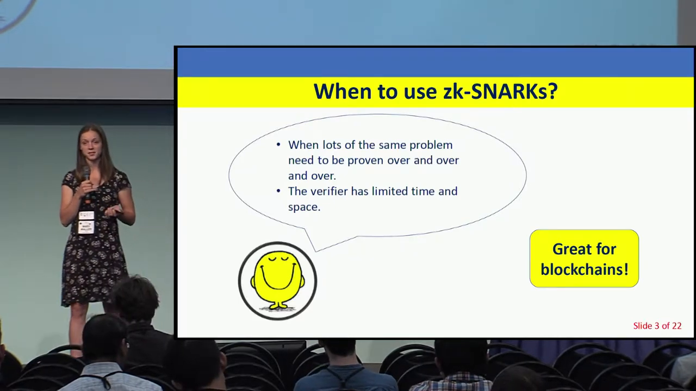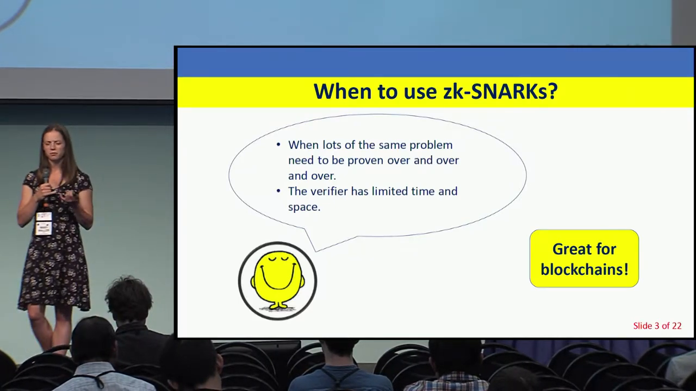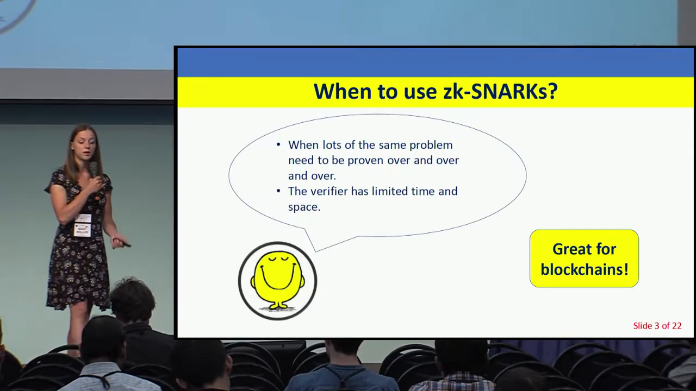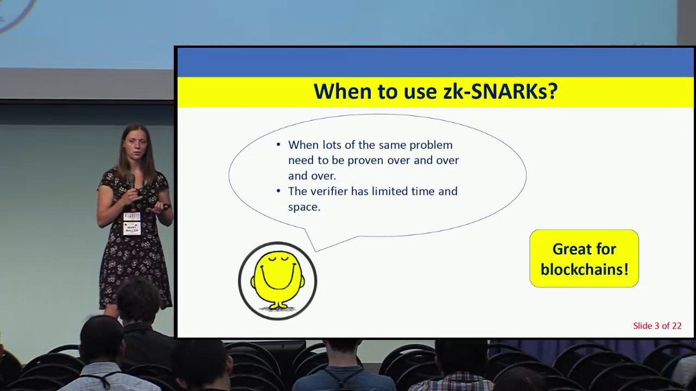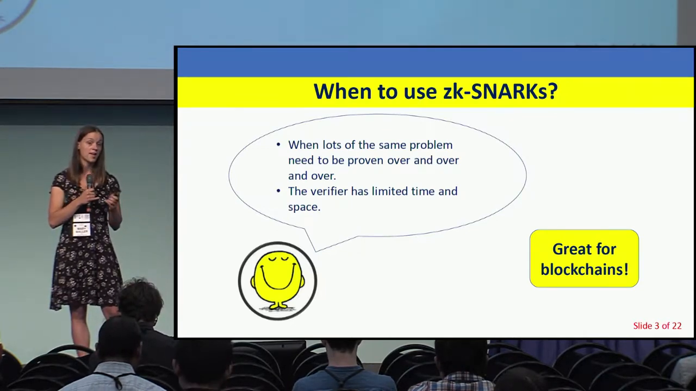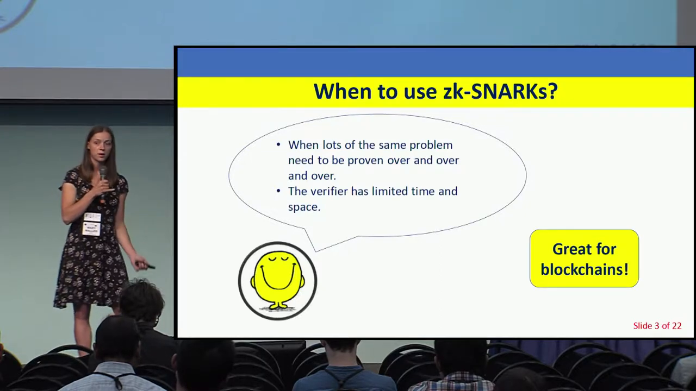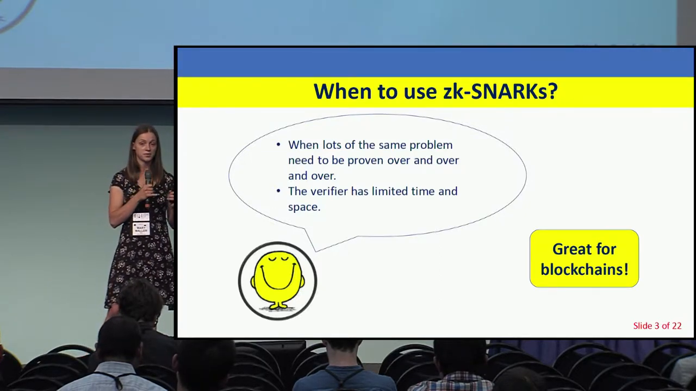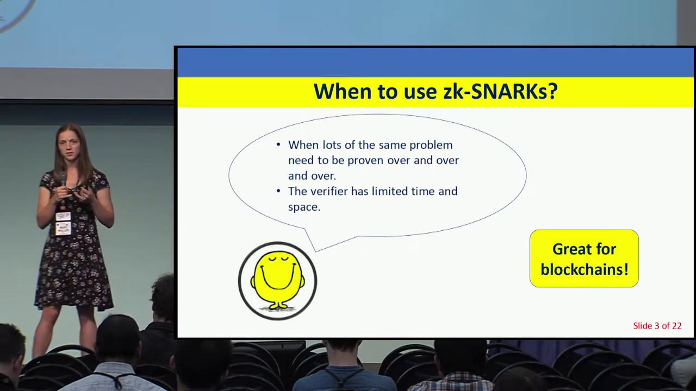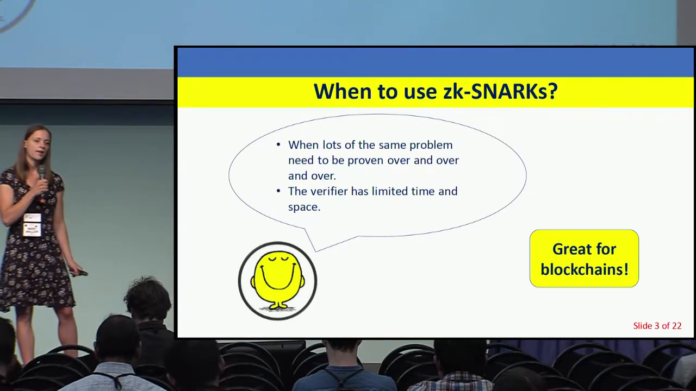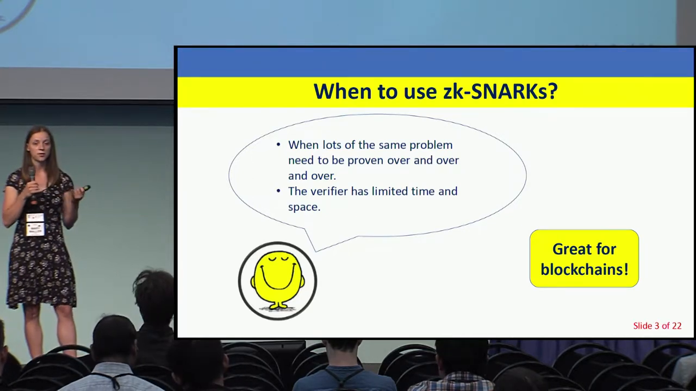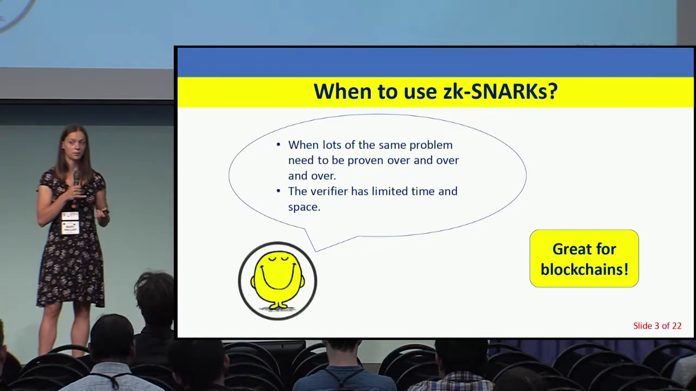When would you use SNARKs? They really work best when you're trying to prove the same problem over and over again, so in the amortized setting. Also, if you need small proofs and fast verifiers, and these are exactly their two key properties, this is great for blockchains, because in blockchains, all information has to be stored forever, so you need things to be small. And also, proofs are generated by one party, but they have to be verified by every single party in the network. So if you have large verification costs, this is really going to be a problem.